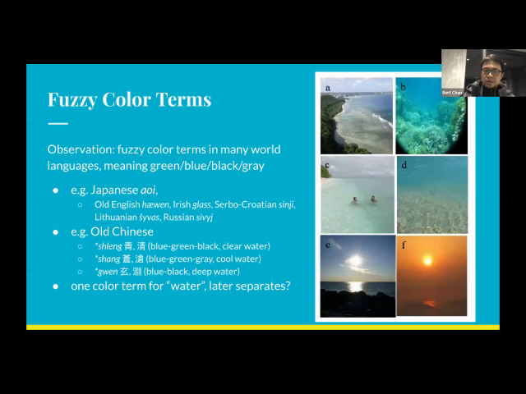And also in Old Chinese, I argue that some color terms like Qing or Chong or Yun, these characters, they also mean some mixed color terms like blue, green, or black, or gray. And they have similar words or cognates that means clear water, cool water, or deep water. So I argue that maybe in the ancient times when human language was first evolved, they have one color term for water or the characteristics of water. And it's basically describing blue and green. And later, because of modern times, we need more color terms. So they separate into different terms of blue or green or black.